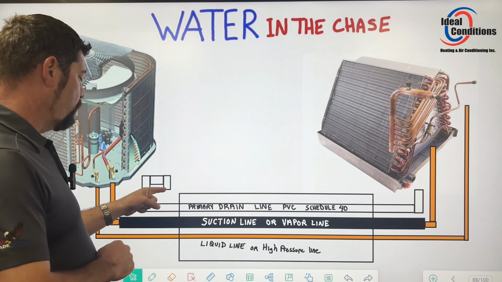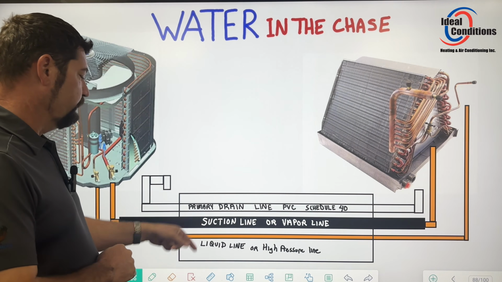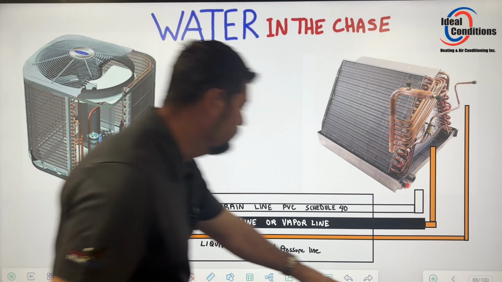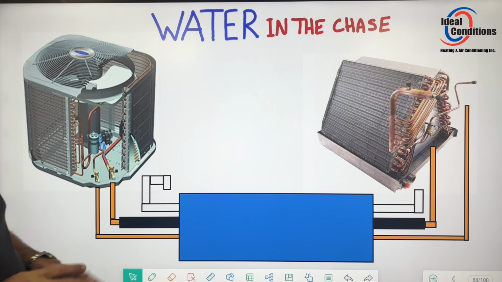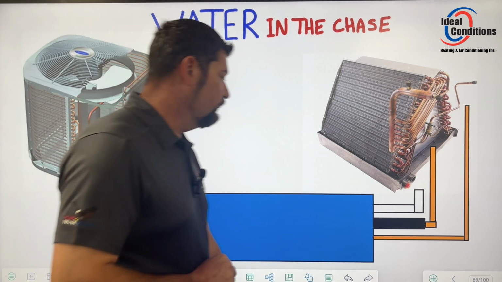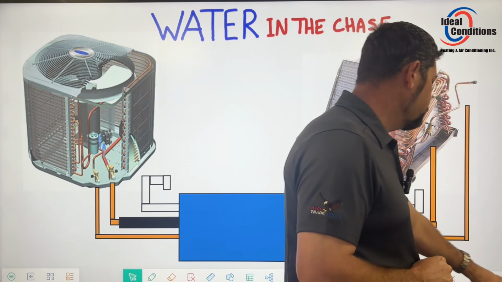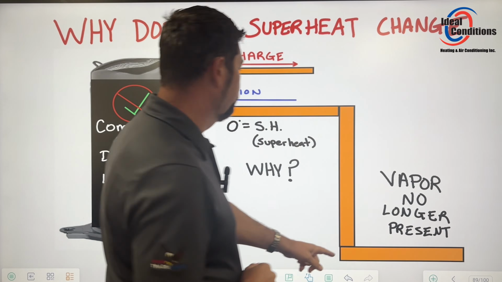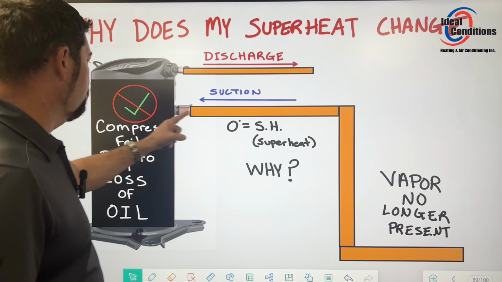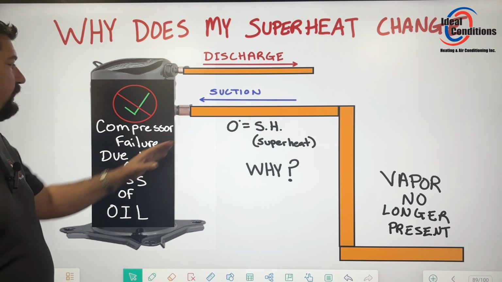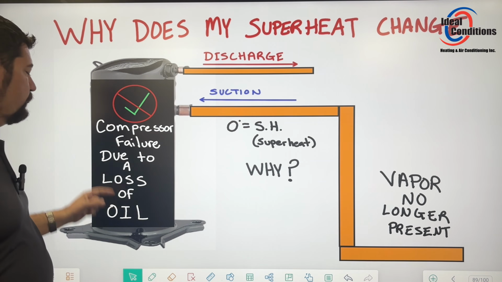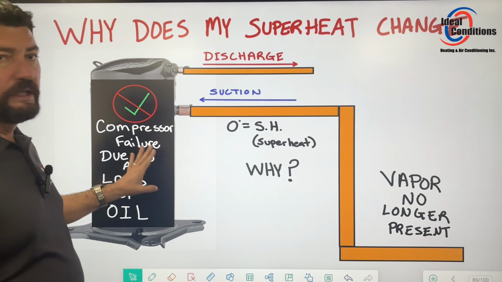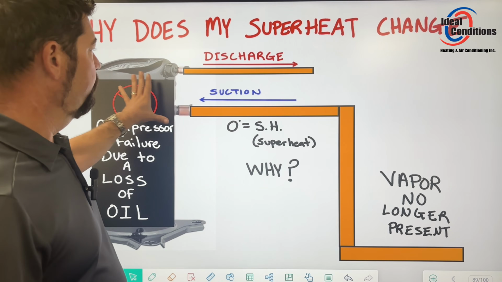And so if I didn't have water coming out my drain line and I was able to see all that, then I would say definitely, yeah, we got water in that chase. And that water's got to come out of there. Again, the most important reason why that water has to come out of there is because we need vapor to come back to our compressor. Because if we don't have vapor coming back to our compressor, if we have liquid coming back to our compressor, we're going to lose oil and we will have a mechanical failure.